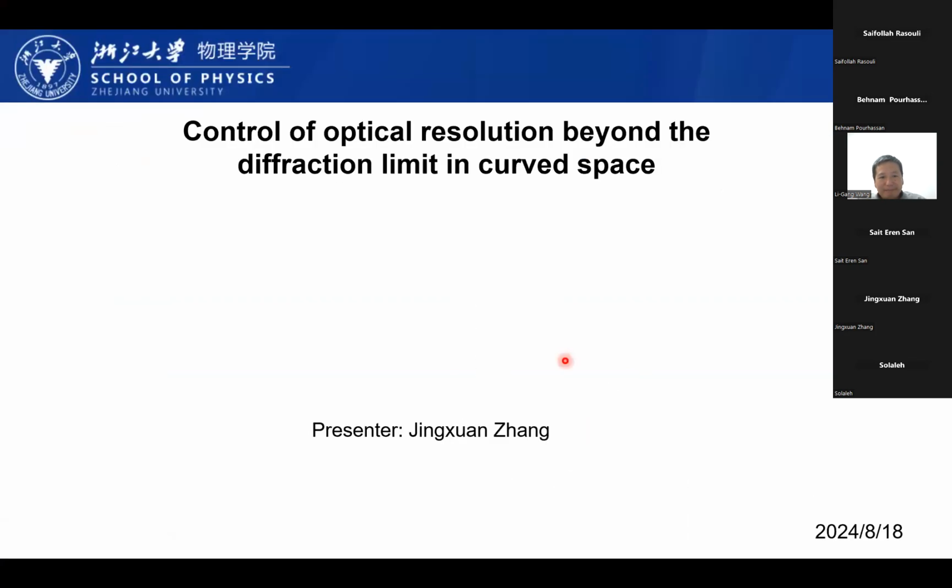Okay, thank you. Hello, everyone. My name is Jingxuan Zhang. I'm from Zhejiang University, and I'm a student of Professor Wang. Next, I will present our progress in optical super resolution and optics in curved space.